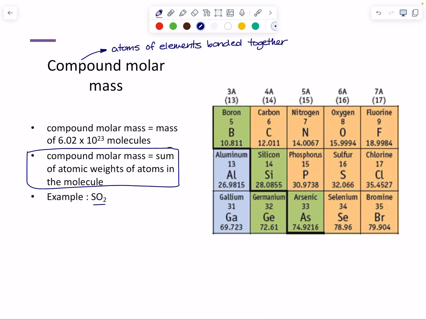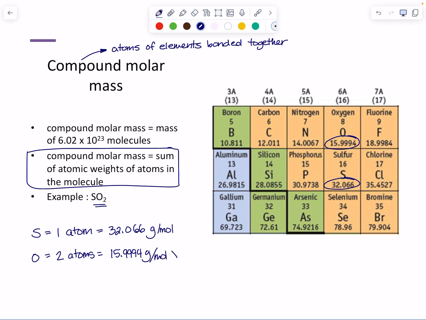So if we have something like SO2, we have 1 atom of sulfur, right? And sulfur has a mass of 32.066 grams per mole. And then oxygen, we have how many atoms of oxygen? Well, I just wrote it up on the screen, so we have 2, correct? So oxygen is 15.9994 grams per mole times 2.